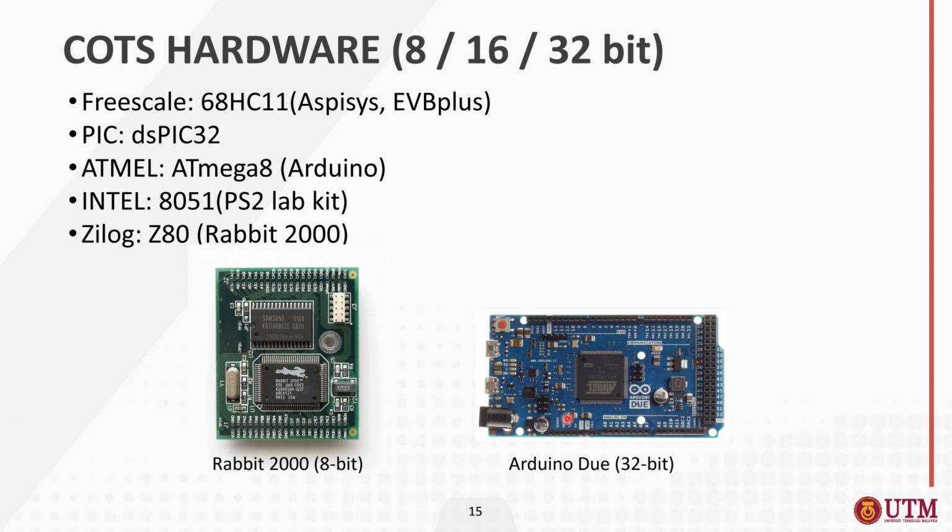Apart from this, you can also have from Freescale 68HC11, PIC, dsPIC32, Intel, and also this is the Zilog one. Zilog Rabbit 2000. So this is the example of COTS hardware, commercial off the shelf, which is readily available equipment or readily available micro C, which you can just use in your embedded system applications.